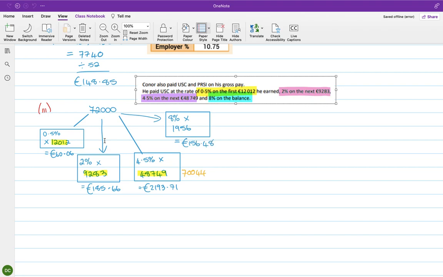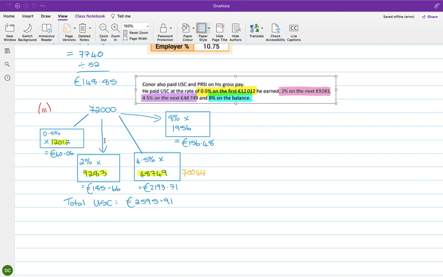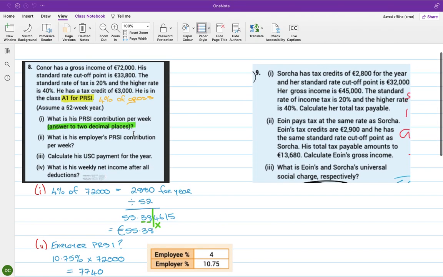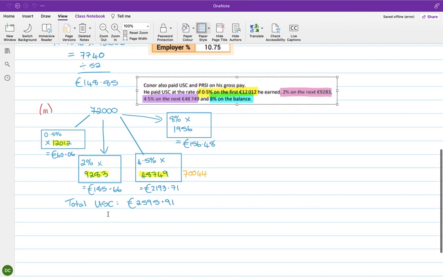And then just add up those answers. So 60.06, 185.66, 2193.71 and 156.48. So I'm getting a total USC of 2595.91. Okay, so yeah, can't do it without the numbers. And what is his weekly net income after all his contributions? So that is total USC for the year. So for the last question, I'm going to have to get that by the week.